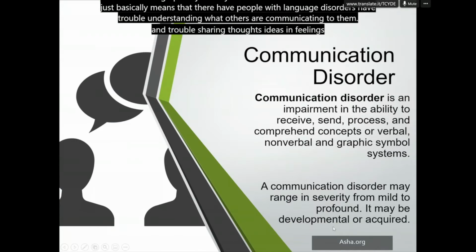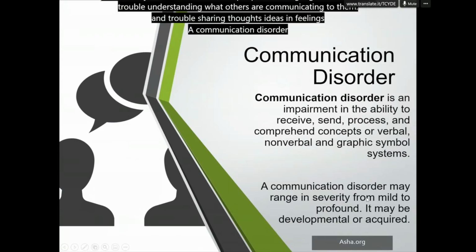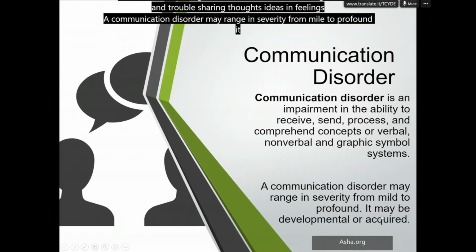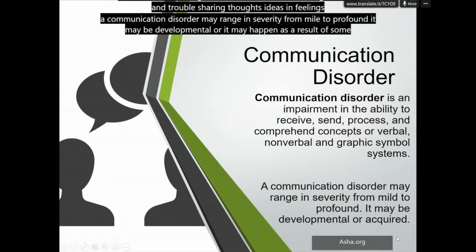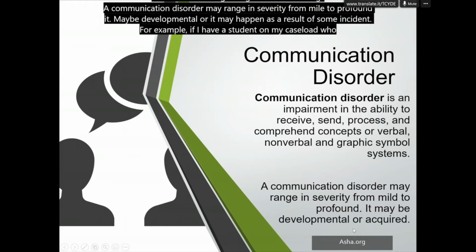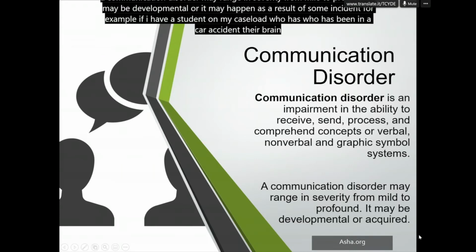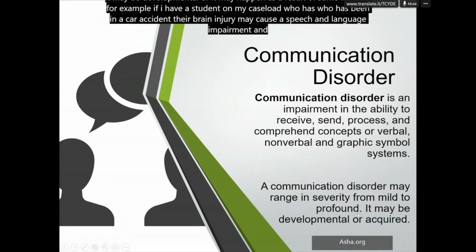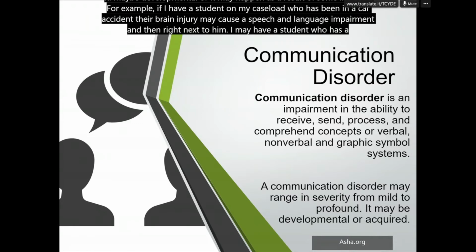A communication disorder may range in severity from mild to profound. It may be developmental, or it may happen as a result of some incident. For example, if I have a student on my caseload who has been in a car accident, their brain injury may cause a speech and language impairment. And then right next to him, I may have a student who has a developmental disability such as autism.